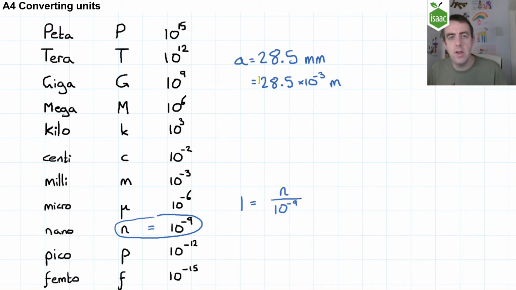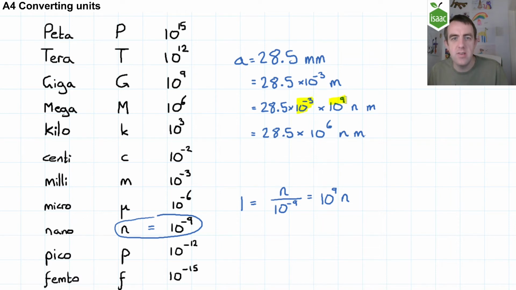So if, for example, I want to present this number in nanometers, then all I have to do is multiply it by nano divided by 10 to the negative 9. Remember that 10 to the negative 9 on the denominator is the same as 10 to the 9 on the numerator. So I want nanometers, so I multiply this number by the number 1. And instead of writing 1, I'm going to write 10 to the power of 9 nano, which is the same thing as 1. 10 to the minus 3 times 10 to the 9 is 10 to the 6. That's because 9 minus 3 is 6.